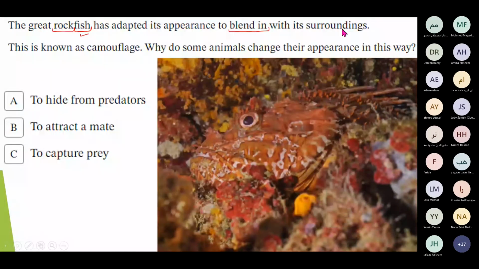What does surroundings mean? The environment, everything around it. It is adapted by blending. This is known as camouflage. Let's say it quickly: camouflage. Excellent. So in this case of the rockfish, when its appearance blends in with the surroundings, it is called camouflage. Why do animals change their appearance in this way?